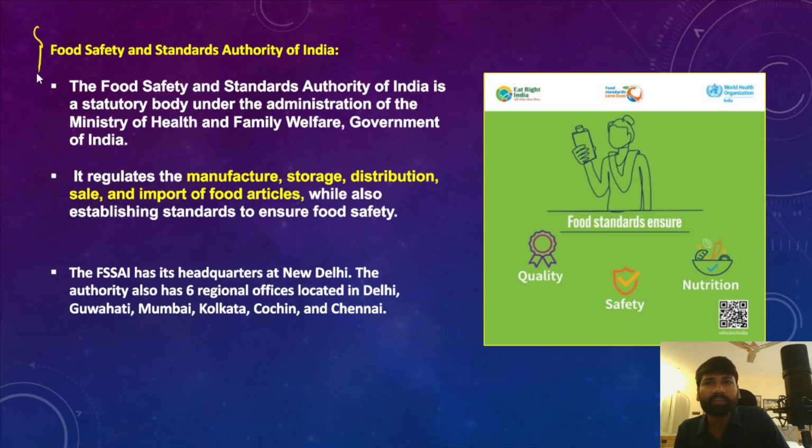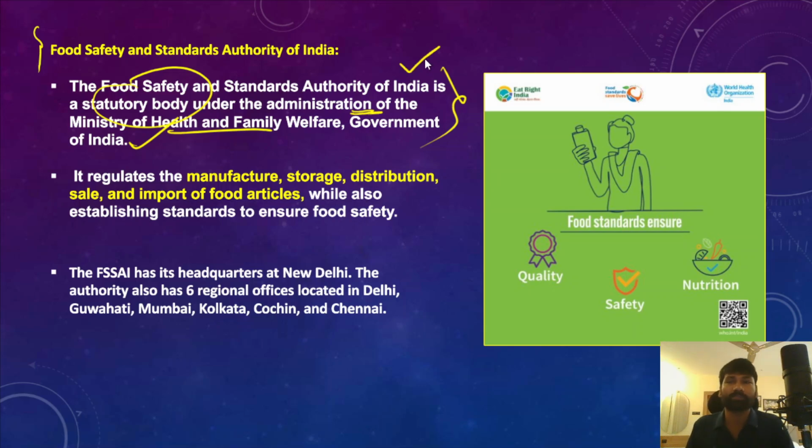So in fact, the Food Safety and Standards Authority of India is a statutory body, and it is under the administrative control of Ministry of Health and Family Welfare, Government of India. Please remember this because UPSC already asked a prelims question on this. Okay, so it is a statutory body. It was constituted in the year 2006 and it was under the administrative control of Ministry of Health and Family Welfare, Government of India. Now what is the role and responsibility of the Food Safety and Standards Authority of India?